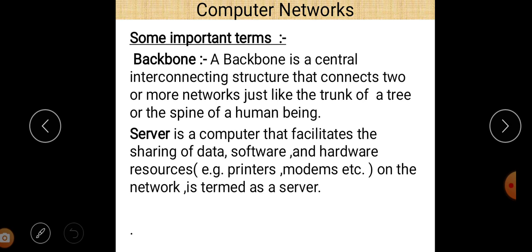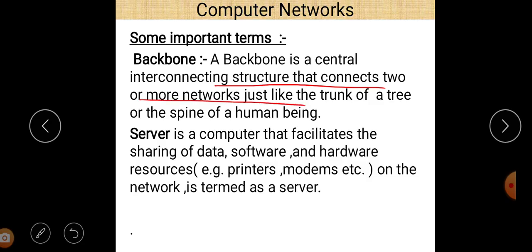Next is the backbone. Backbone is a central interconnecting structure that connects two or more networks, just like the trunk of a tree, or the spine of the human being. So backbone is nothing but the central interconnecting structure that connects two or more networks. It's called the backbone.